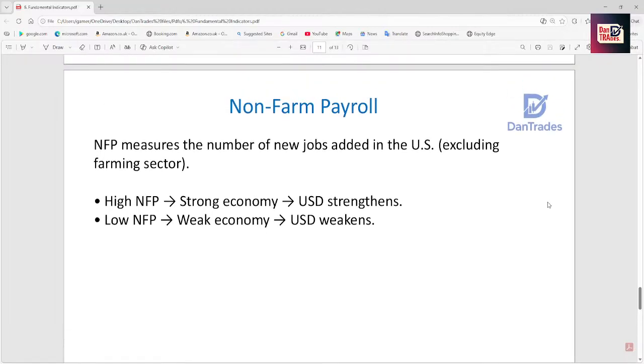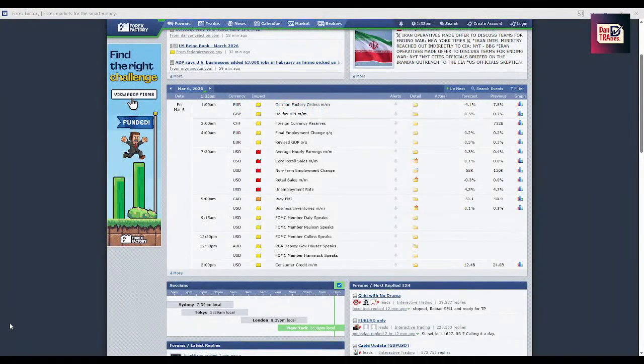Then we move to my personal favorite, which is NFP, non-farm payroll. This particular economic indicator will be announced this coming Friday, I think around 1 p.m. Before we continue, let me introduce you to the economic indicators application called Forex Factory. This is how the Forex Factory interface looks. It tells you all the news coming up in the days.